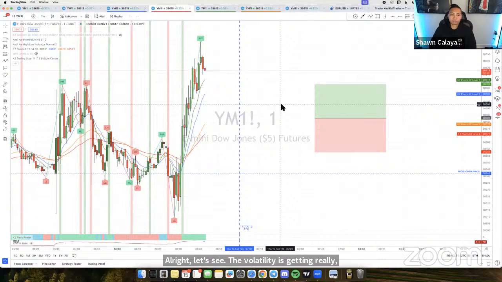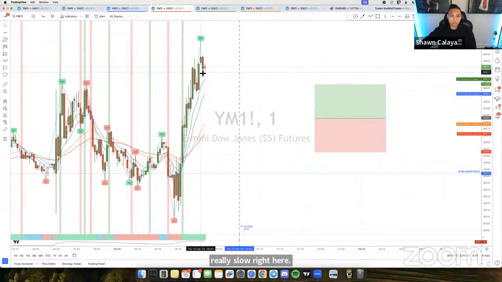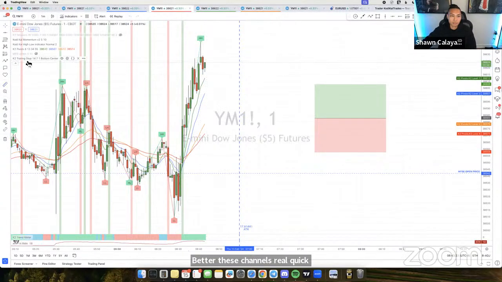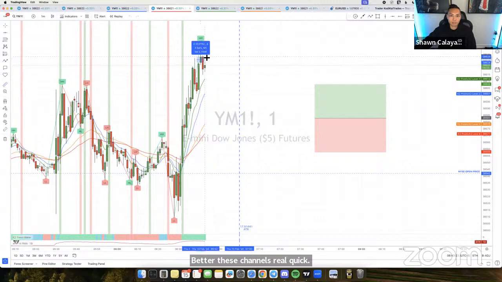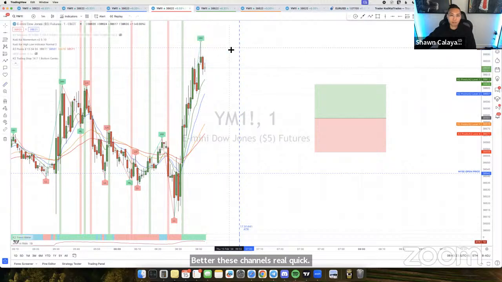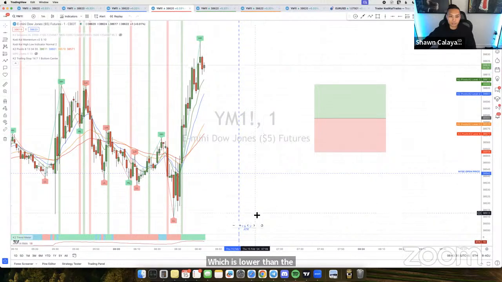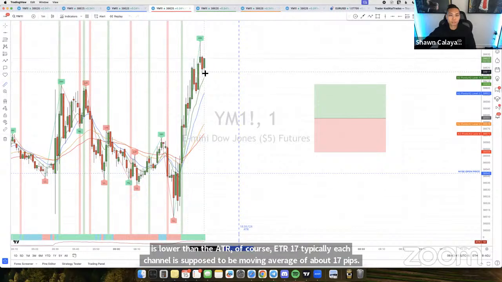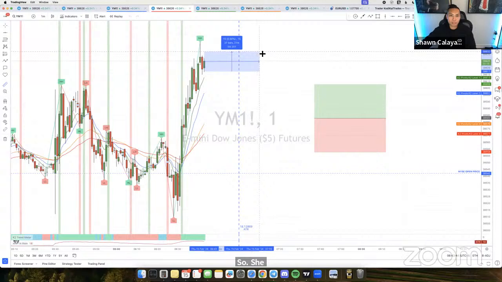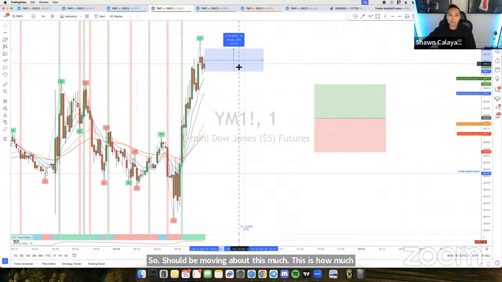Measure these candles real quick. I mean, it's not horrible. It's moving about 13 pips per candle, which is lower than the ATR. Of course, ATR is 17. Typically, each candle is supposed to be moving an average of about 17 pips. So it should be moving about this much. This is how much each candle should be moving based off the ATR.